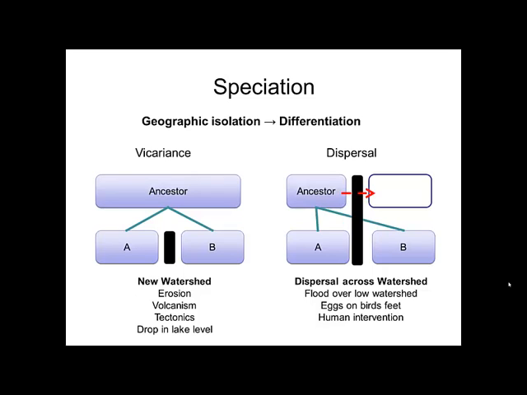But we can get the same result by the species dispersing over an existing barrier. So in this case, we haven't had a new barrier formed. The barriers existed all the time, but the ancestor has actually managed to disperse over that barrier. Perhaps the famous one when it comes to fish is eggs on birds' feet. So a bird is paddling around on this side of the barrier, ends up swallowing some, or having some fish eggs somewhere stuck on its feet, on its mouth, or something like that. They manage to get taken over into the other watershed. So this is one watershed or the other.